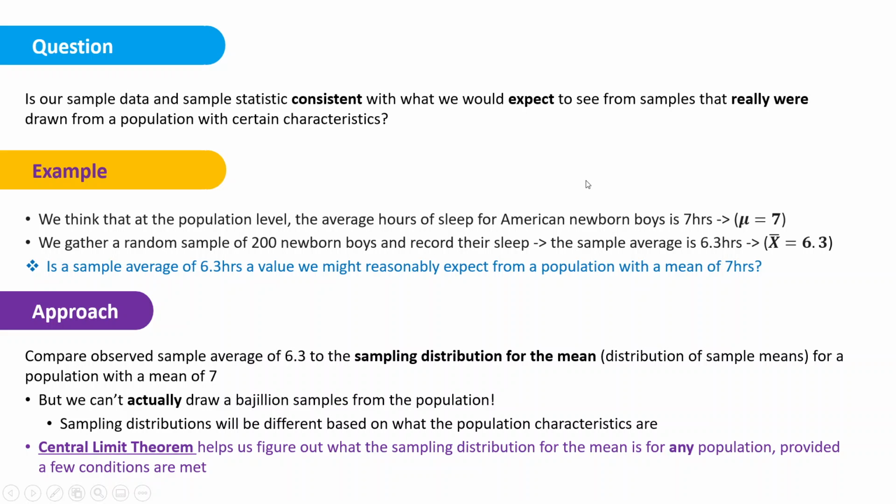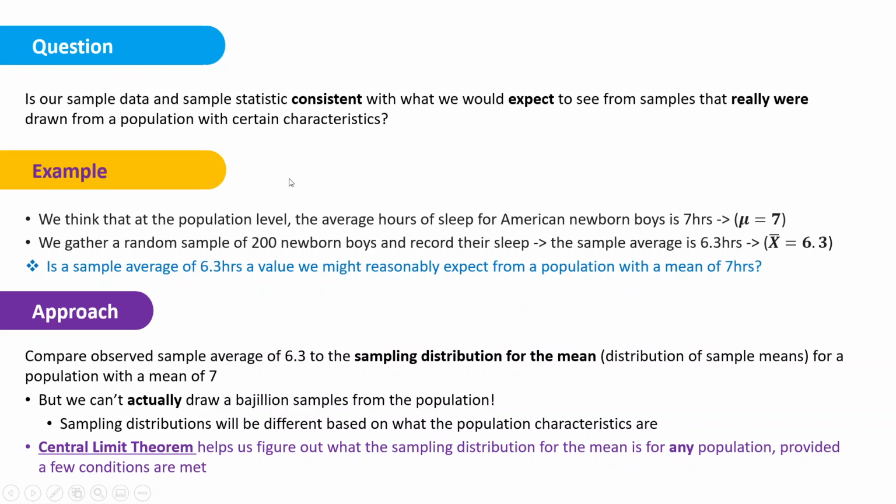We'll do a quick recap. Typically a question that we might seek to answer with sampling distributions is one like this: is our sample data and our sample statistic consistent with what we would expect to see from samples that really did come from a population with certain characteristics? I know that might seem a little convoluted and confusing, so let's talk about an actual example, and I think it'll make more sense.